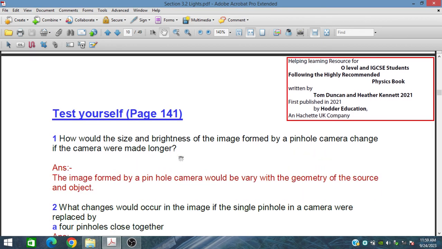Now we will discuss the test yourself questions on the topic of reflection.